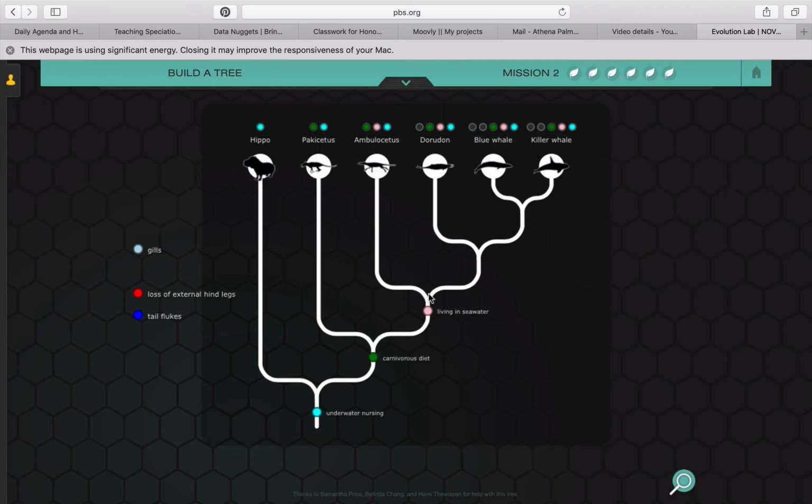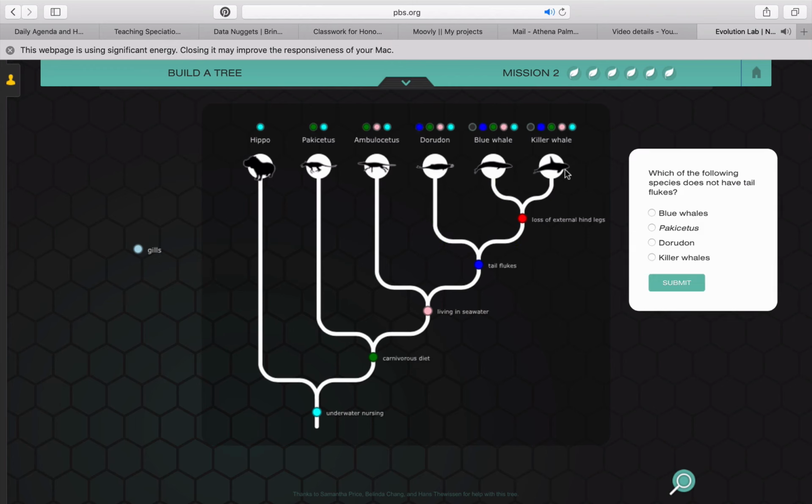So the common ancestor did not have tail flukes. But from this point on, at some point in evolution, tail flukes evolved. We see that in these guys here. So this common ancestor had tail flukes. And then looking at the last thing, so tail flukes we see here, loss of external hind limbs. This common ancestor had hind limbs. But after this branching, on this branch here, hind limbs remained. At this branching, there was a loss of hind limbs. And that's what we see in our blue whale and our killer whales today.